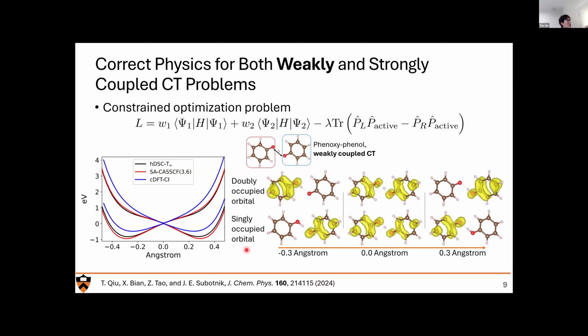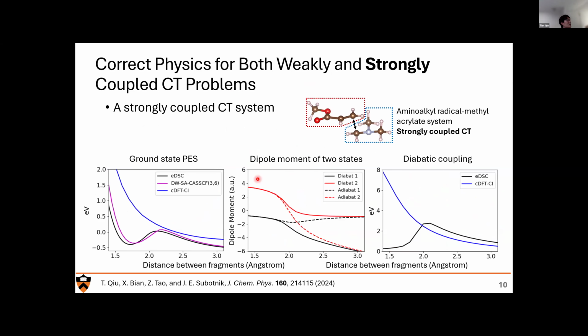Whereas if we move the hydrogen, say here, in between these two oxygens, now from left to right, we see that one charge actually moves from one ring to the other. So that all suggests that our method works well in weakly coupled charge transfer problems. And surprisingly, our method also works well in the strongly coupled region.